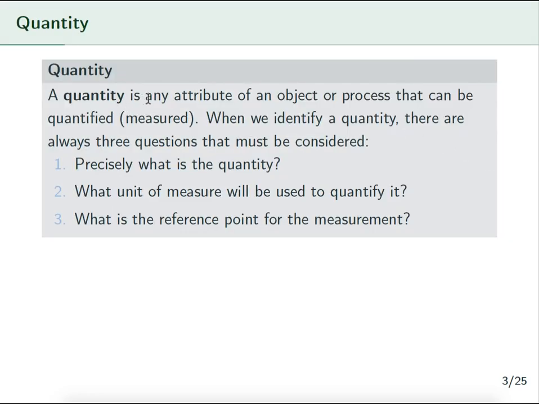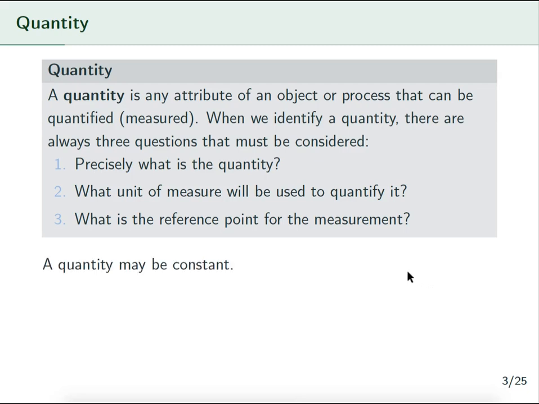A quantity is any attribute of an object or process that can be quantified or measured. When we identify a quantity, there are always three questions that must be considered. So not always answered, but considered. First, precisely what is the quantity? What unit of measure will be used to quantify it? What is the reference point for the measurement?